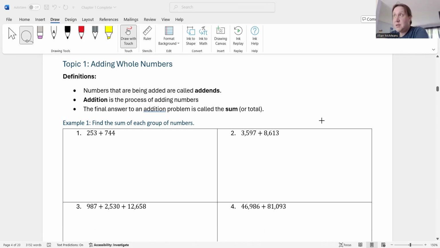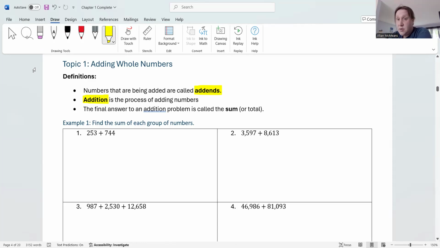First of all, numbers that are being added are called add-ins, okay? And then addition is the process of adding numbers. So it's the process of taking one number and increasing it by some other value. That process is called addition. I think that's a fairly obvious definition, hopefully. Add-ins might be new for you, but addition is fairly typical and standard.